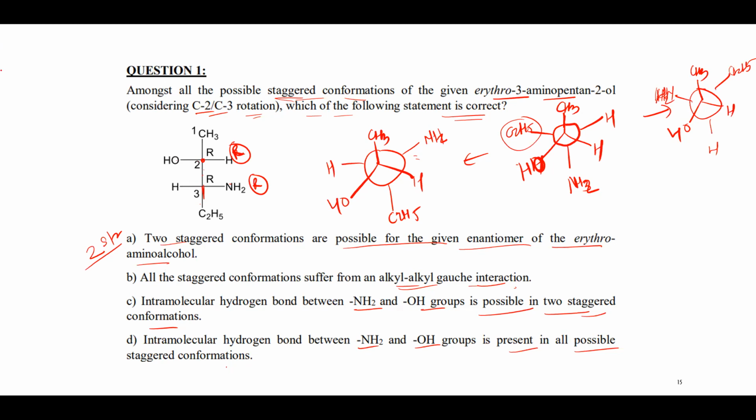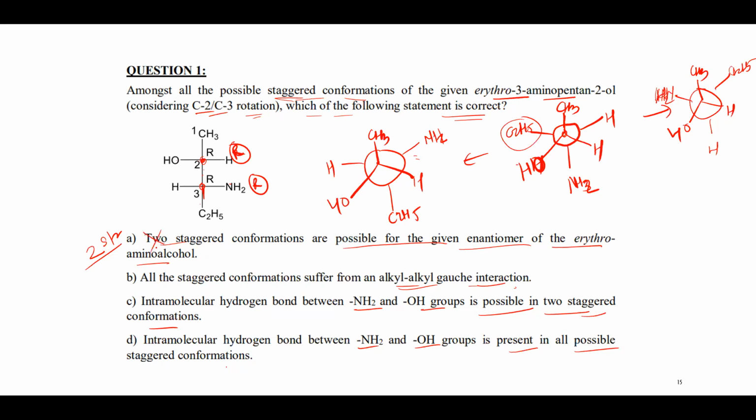Across the two carbon atoms, for this one and this one, two carbon atoms are present. So we have rotated this carbon bond to get all possible staggered conformations. So these are the three staggered conformations that are possible, and we have to find out which is correct in this one. So the two staggered conformation option is possible.